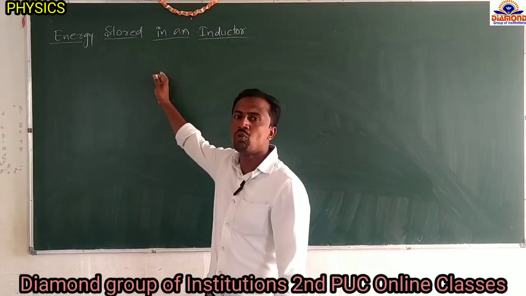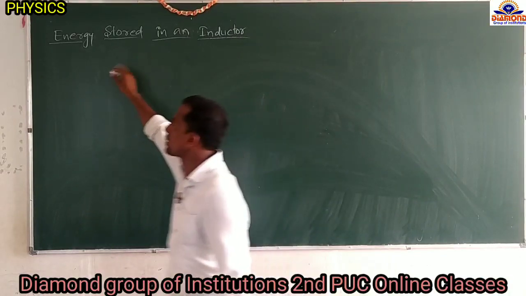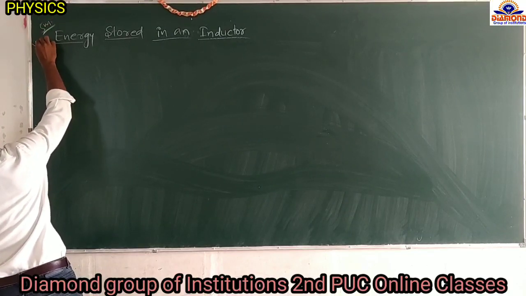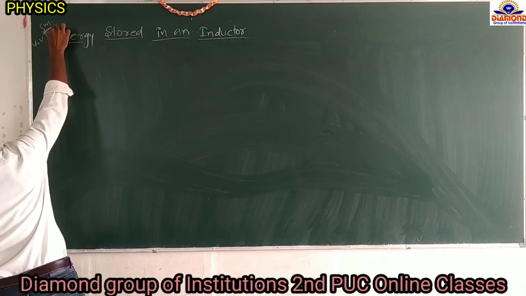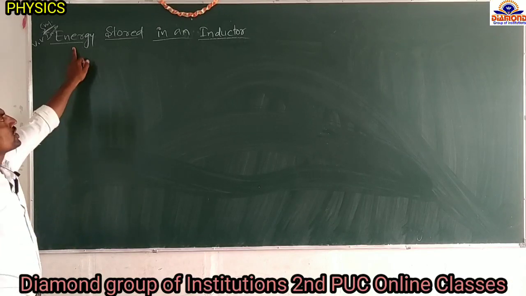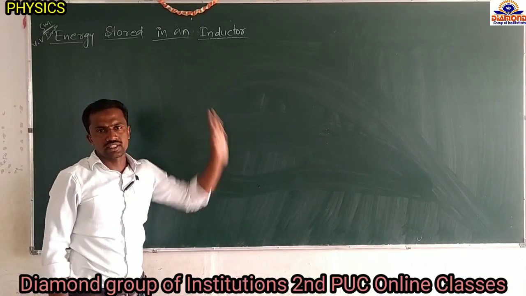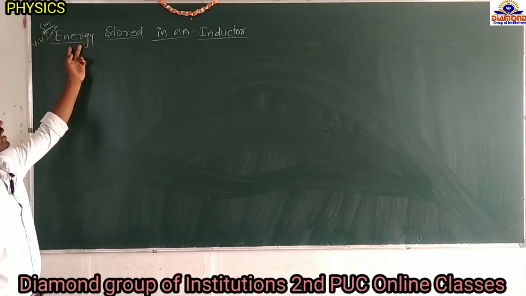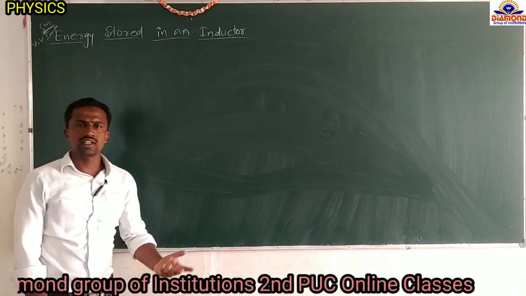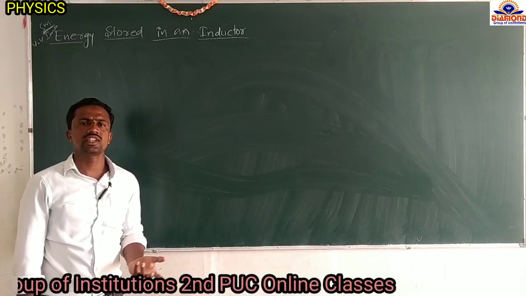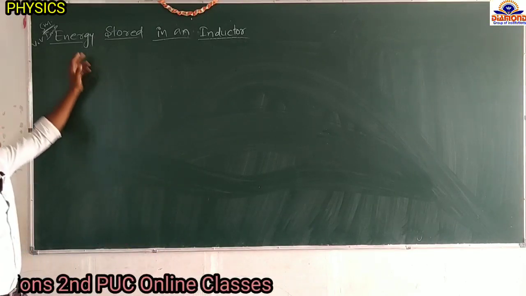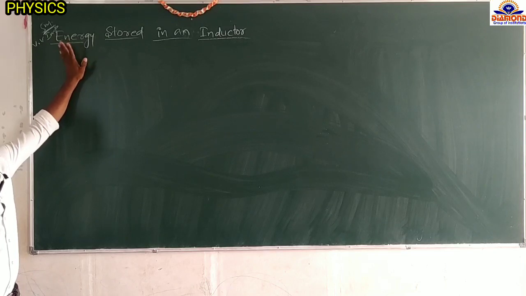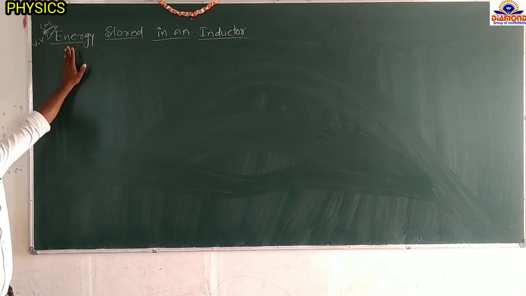Next topic, most important for 5 mark questions. Very important. Okay, very important for 5 marks. Energy stored in an inductor. Okay, energy, as you know already in PUC first year we discussed what is energy. Okay, capacity to do the work is called as energy.